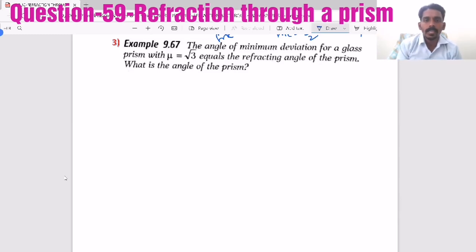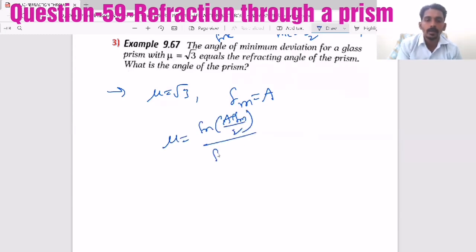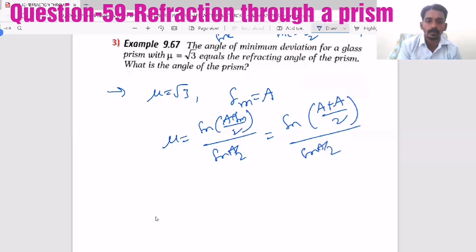Now the next example: the angle of minimum deviation for a glass prism, mu is root 3, equals the refracting angle. That means delta M equals A. What is the angle of prism? The mu formula is sine of (A plus delta M) by 2, divided by sine of A by 2. Now if you substitute A plus delta M, also A by 2, mu equals sine A by sine A by 2.